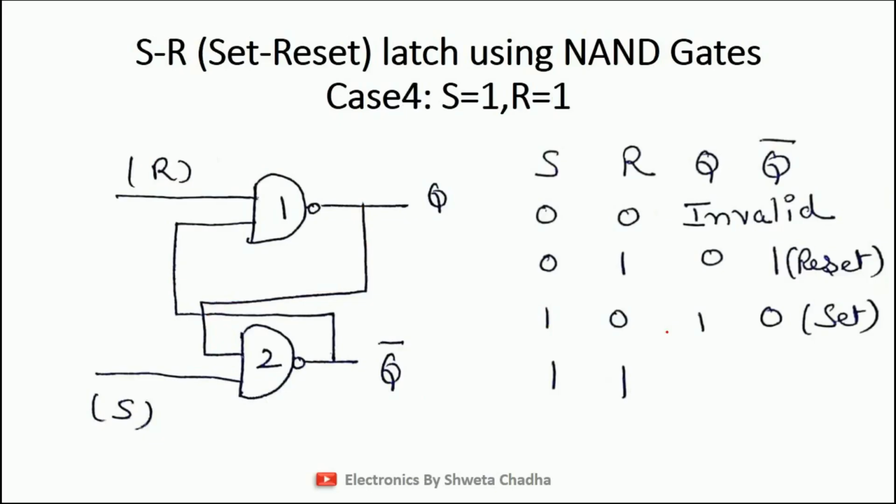Now here comes the last condition. The condition is when S is equal to 1 and R is equal to 1. And this condition is a little bit tricky to understand.